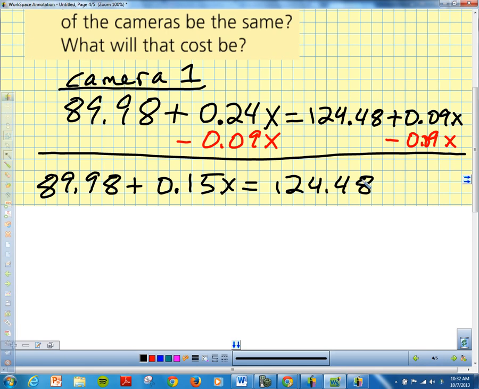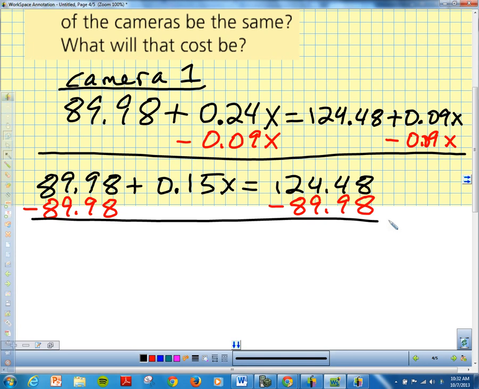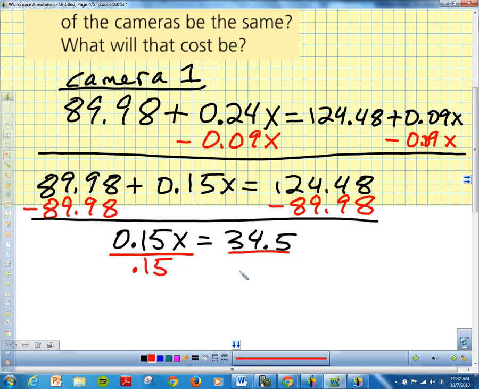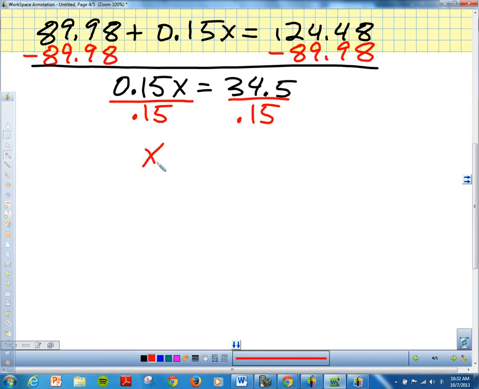Ricardo, what do I do next? Minus 89.98, perfect. So we get 0.15x equals, what do you get? 34.5. Then we're going to divide by 0.15. Okay, thank you. So x equals 230. 230 what? Nope. Pictures.